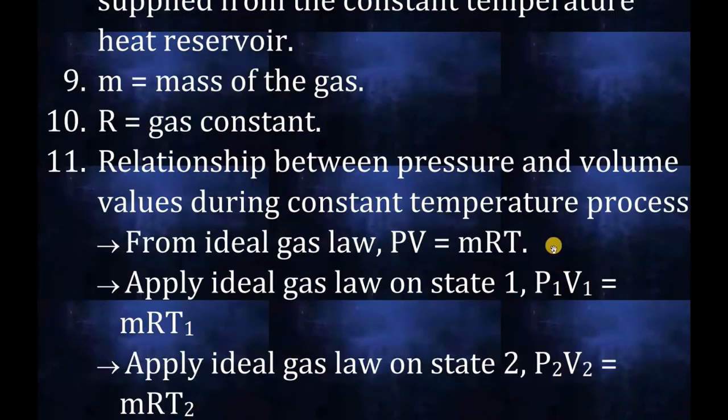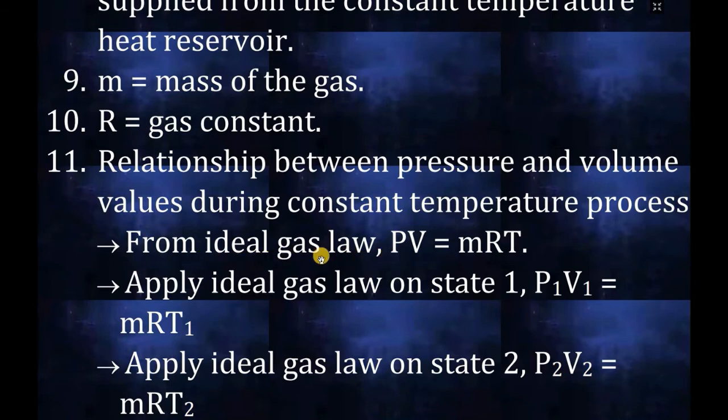Now we will understand the relationship between the pressure and volume values during constant temperature process. To understand this relationship, we will use ideal gas law. First of all, why do we have to use ideal gas law? Because by using ideal gas law, we can understand the relationship between the pressure, volume and temperature of a gas. So that's why we are using ideal gas law.